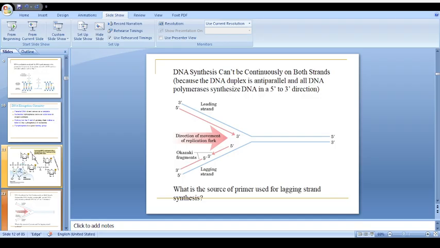whereas in the lagging strand, that is 3' to 5' parental DNA, the DNA is copied in fragments, that is in the reverse direction, that is in the 5' to 3'. These fragments of DNA are called Okazaki fragments.